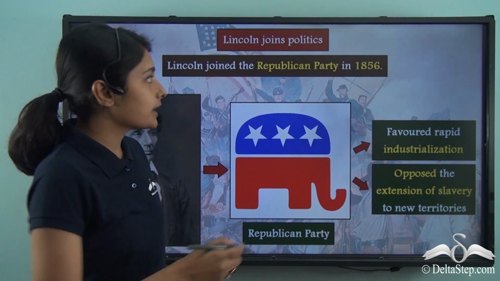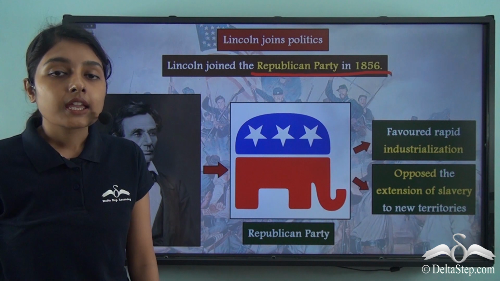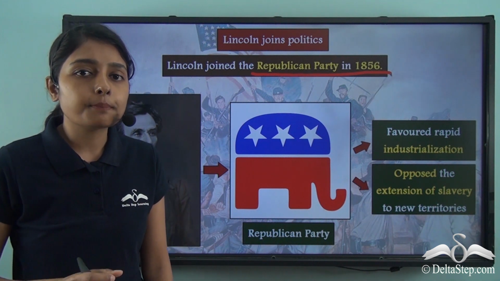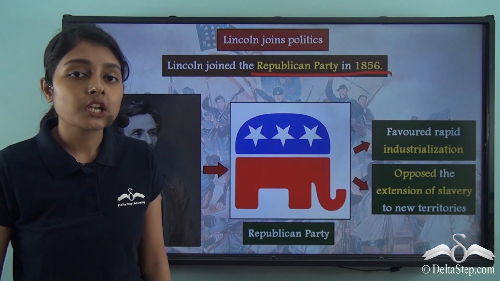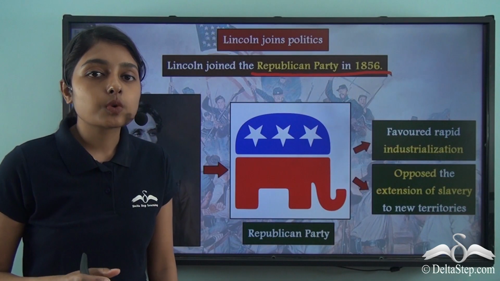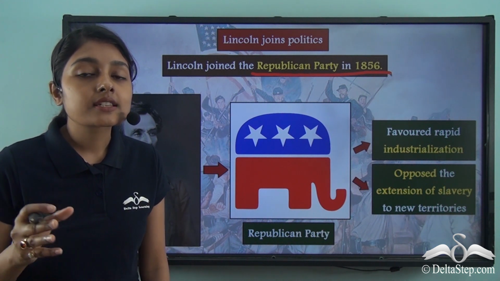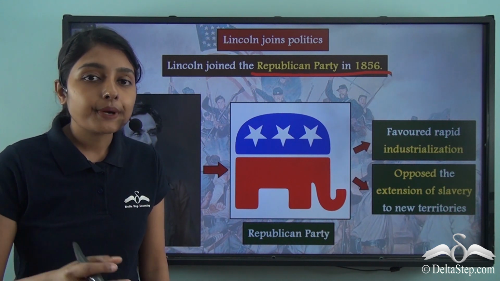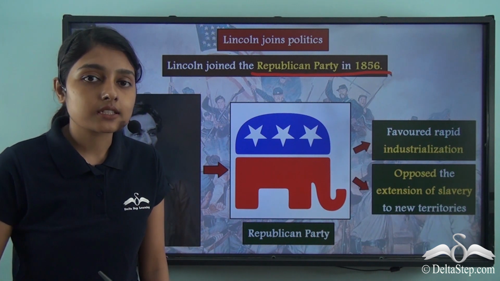So Lincoln joined the Republican Party in the year 1856. He knew that the Democratic Party did not do anything to stop or abolish slavery. In fact, it was the Democratic Party that had further strengthened the slave labor or the practice of slavery by enacting the Fugitive Slave Act.